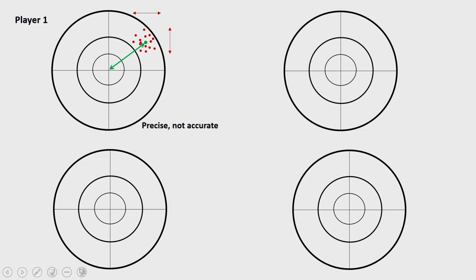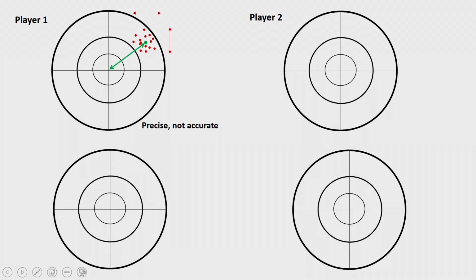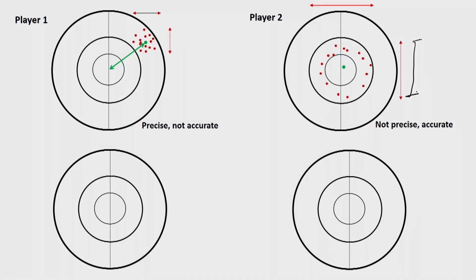So I say that player 1 is precise because his shots are very close to each other, but he is not accurate because the average value is away from the true value, which is the center of the bullseye. Okay. So let us take player 2, and he puts shots this way. This is the spread in the x and y direction. This is the average value, which is very close to the true value, and I say that it is accurate but not precise, because precision is a relative value, and it is explained by the dispersion of the various observations. The dispersion here is very high, both this and this.